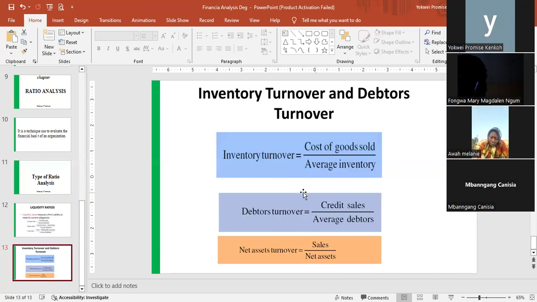Right. So with this ratio, we get to know the ability, or the rate at which our debtors can settle their debts at due time. So that's the importance of this debtors turnover ratio. Another one that we added is the net assets turnover ratio. This one we measure using sales over net asset. So in this case, you have to calculate the net assets of your organization.